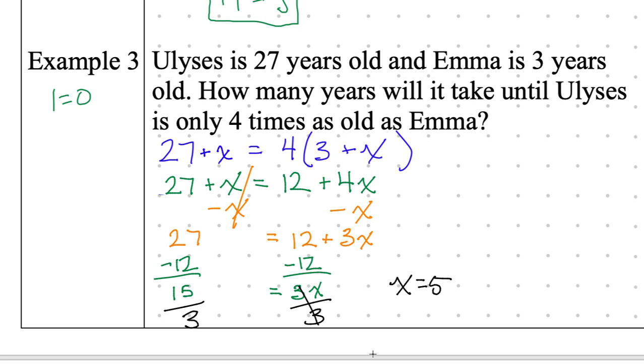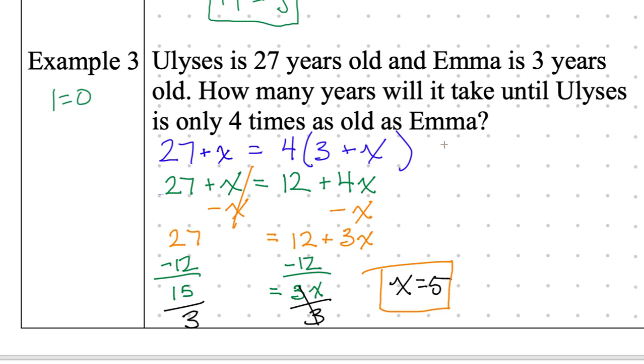Hold on. So we have the idea that right now it's 9 times. But the way we just did it, it's 5 times. And in 1 year it's 7 times. So I guess it's going down and down, further and further, yeah. So the answer is, in 5 years, Ulysses will only be 4 times as old as Emma.